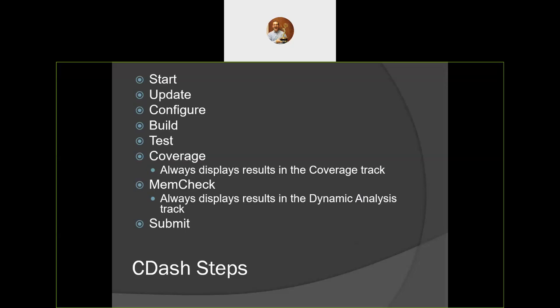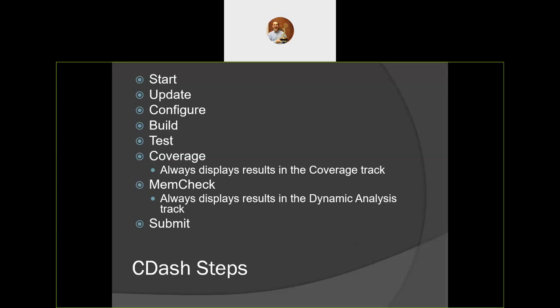There's the build, there's running the tests. You may have a coverage step that's measuring code coverage. It's typically done with gcov, although it can be configured to use an arbitrary command. There's an optional memcheck step that is used to run things like valgrind or the sanitizers that are available in GCC and Clang. So you've got address sanitizer, memory sanitizer, thread sanitizer, undefined behavior sanitizer. The coverage and memcheck steps are not enabled by default in a pipeline, but when they are run, they always display their results in a specially named track. It's the coverage track for the coverage analysis and the dynamic analysis track for the memcheck step. The submit step at the end is where CTest pushes up all of the data to the CDash server.